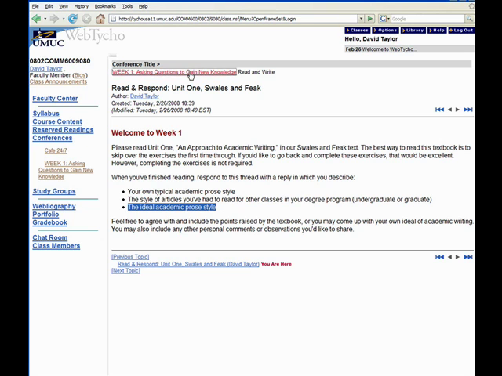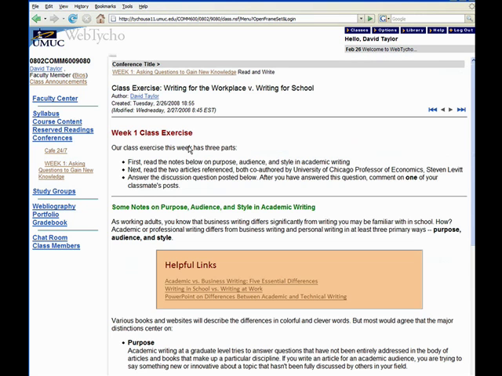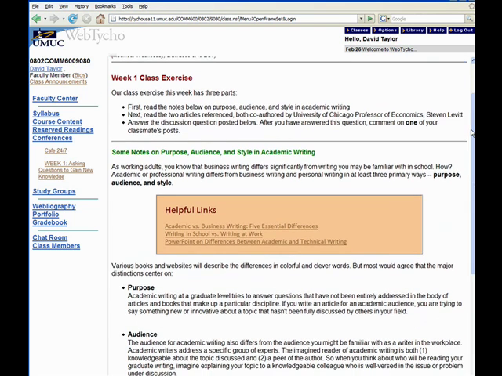The next thread is the class exercise, writing for the workplace versus writing for school. In this exercise, you're basically contrasting writing in the workplace, personal writing, with that genre of writing known as academic writing. It's another way of developing this idea of what it means to be an academic writer and what the style should be about whenever you're doing that writing.